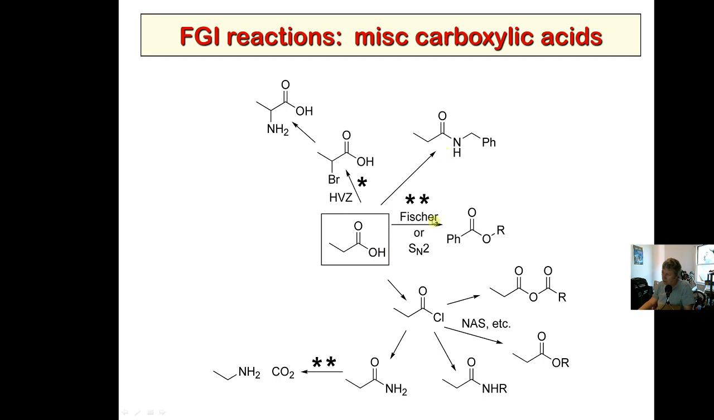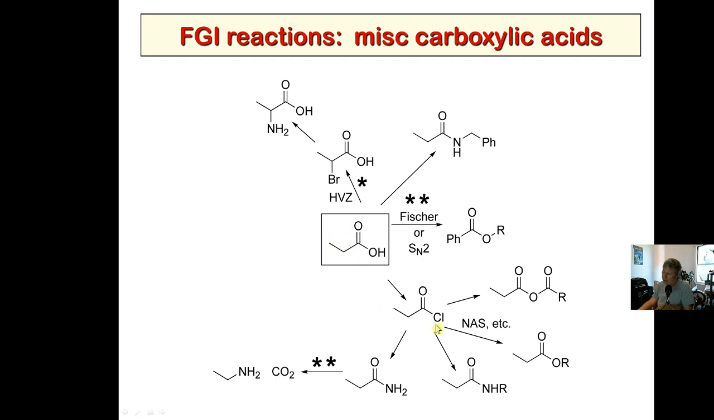And what else do we got? Fischer esterification, totally easy reaction, nice little mechanism. We can also do SN2 synthesis of esters, where base takes a proton, makes an O-, and then that attacks an alkyl halide, right? As long as it's a good SN2 substrate, which means it's usually primary or secondary, right?